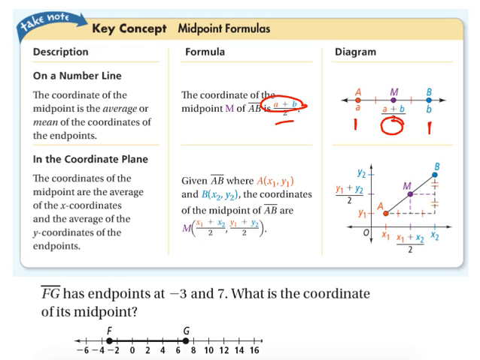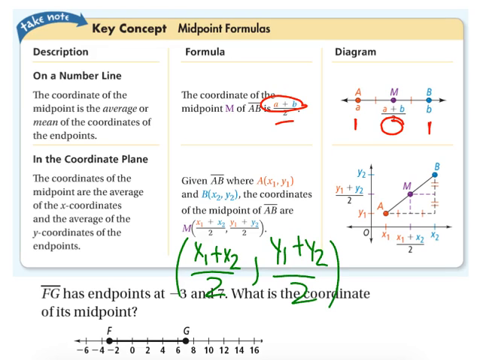And if you have something on the coordinate plane or it's two-dimensional, you just have to do it twice. So on our example here, you take your x coordinates, x1 plus x2, divide by 2, and then comma, you do it again. Add your y coordinates together, divide by 2. So it's the same idea as this, you just do it twice.